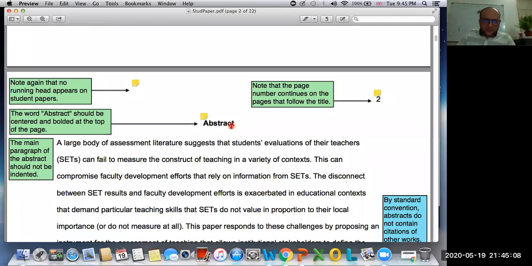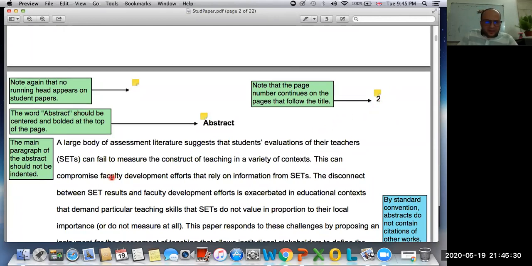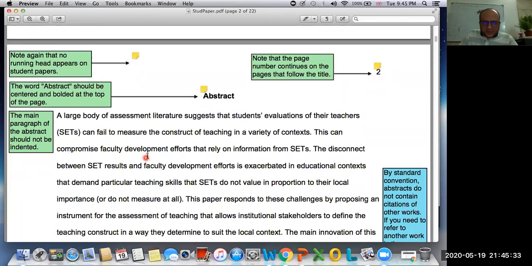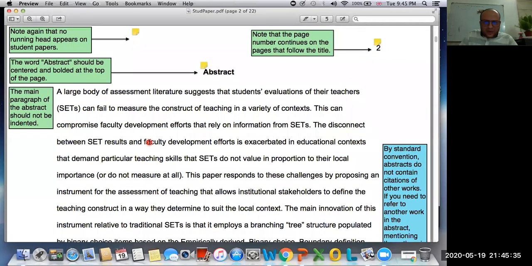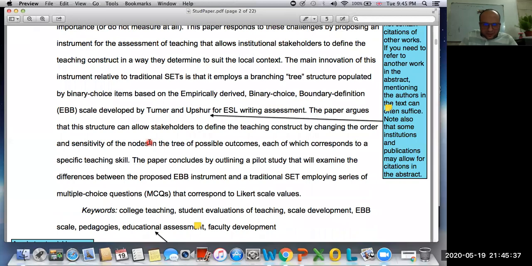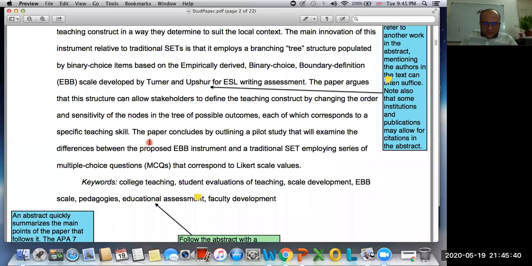You should remember. Okay? And also remember that no running head appears on students' papers. Don't include anything here, your name or the research title. We don't need it at all. But the page number should be continually generated throughout your research paper. And as you can see here, the whole abstract page goes like this. Okay, I will just show you.